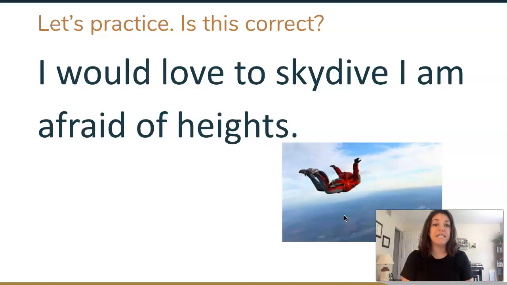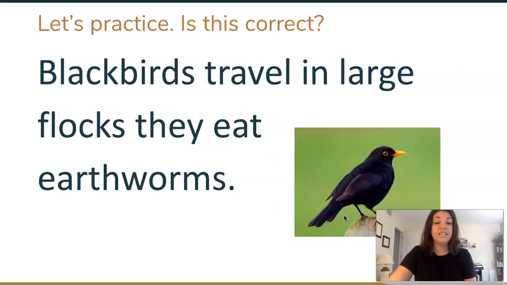Let's add the word but in this sentence. Where could the word but go in this sentence to make this sentence correct? I would love to skydive. I am afraid of heights. If we put the word but after skydive, this sentence would make a lot more sense. It would say, I would love to skydive, but I am afraid of heights. That makes much more sense.